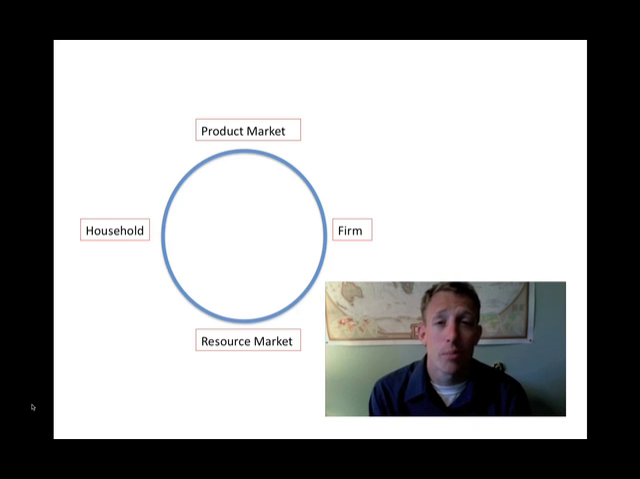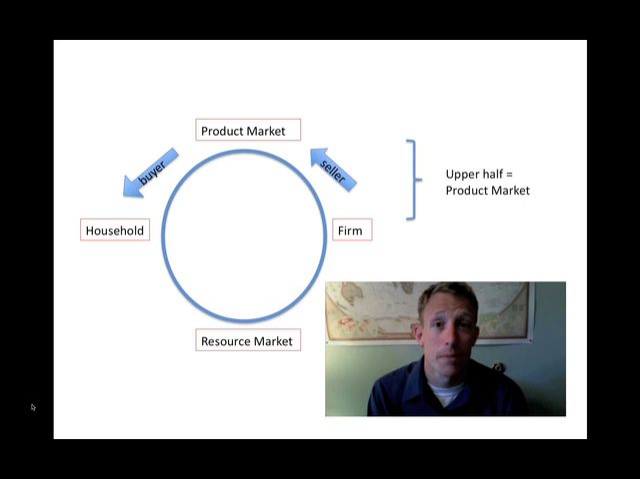So for example, in the product market, we have households on one side of the circular flow model and firms on the other side of the circular flow model. The household, in this case, are the people who go to the product market to buy things. And the firm is the actor who sells things or is the supplier to the product market. So we see that as the circle goes around the upper half of the model, the seller is the firm and the buyer is the household.